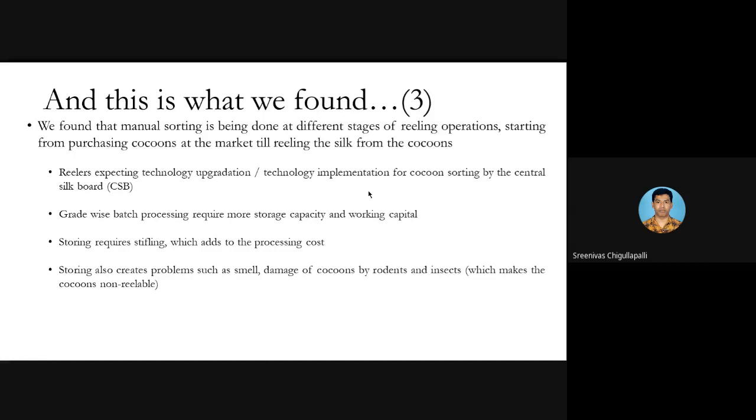So if you're having a larger portion of non-reelable cocoons, it is also a waste of raw material for them. Also, storing requires a lot of effort. I mean, smell comes when there are defective cocoons, and also a lot of rodents and insects damage the cocoon, for example ants and rats. They pierce the cocoon and eat the pupae, which is also problematic for them. So that's why we found out that reelers can be our potential customers. Next slide.